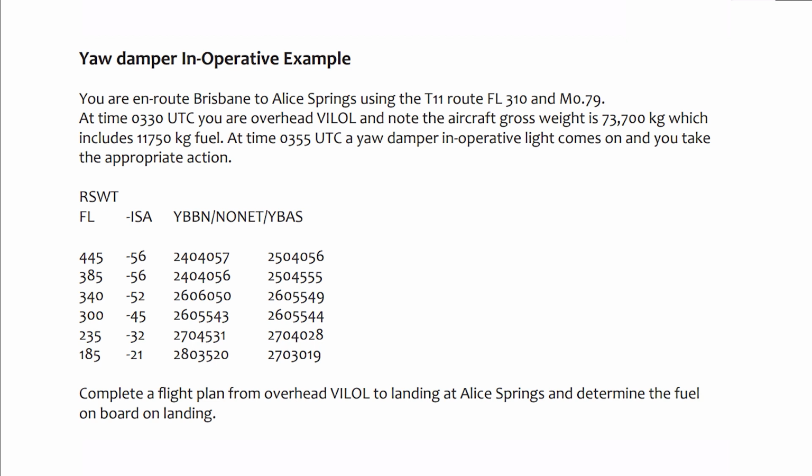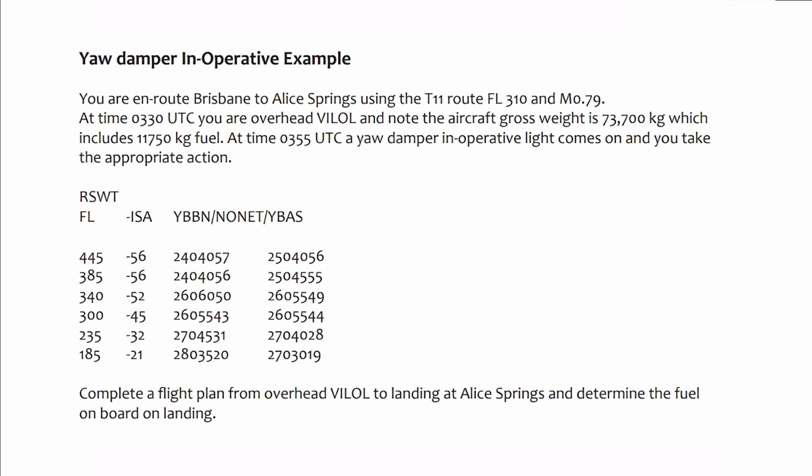At time 3:55, so 25 minutes later, a yaw damper inoperative light comes on and we take the appropriate action, which would be to descend down to an appropriate altitude with the yaw damper failed. We have some route sector winds and temps there, and they're telling us to complete a flight plan from overhead Villol to landing at Alice Springs and determine the fuel on board at landing, which is why they've given us the fuel on board at our current position, Villol.